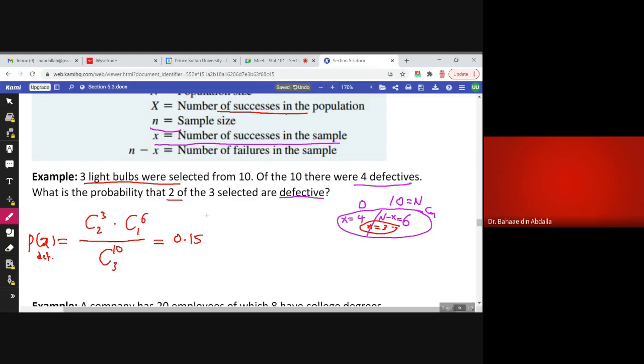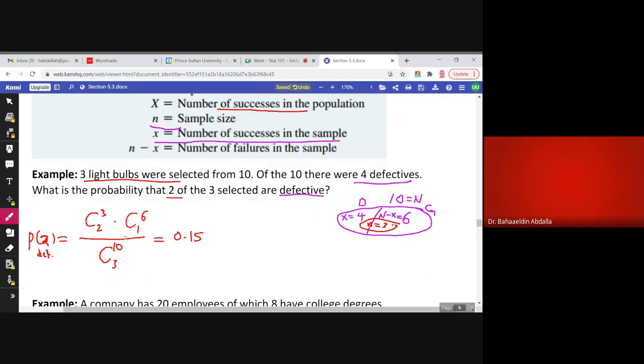So again, we have 10 in total, and this is not correct. This is not 3, this is 4, because these 10 are divided into 4 defectives and 6 non-defectives, or 6 good. So these 10 are divided into 4 plus 6. If you add 4 plus 6, you should get 10. If you have seen what I did, 3 plus 6 is 9, this is 10, you immediately notice there is a problem and you correct the mistake. So 10 is 4 plus 6, 4 defectives, 6 non-defectives.